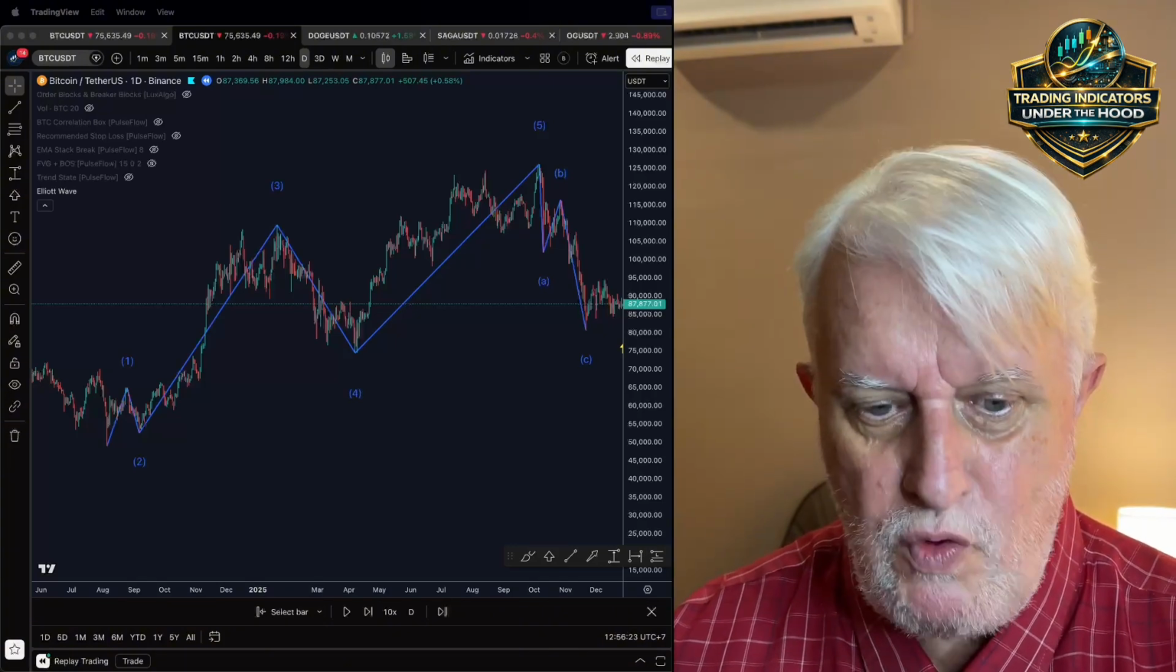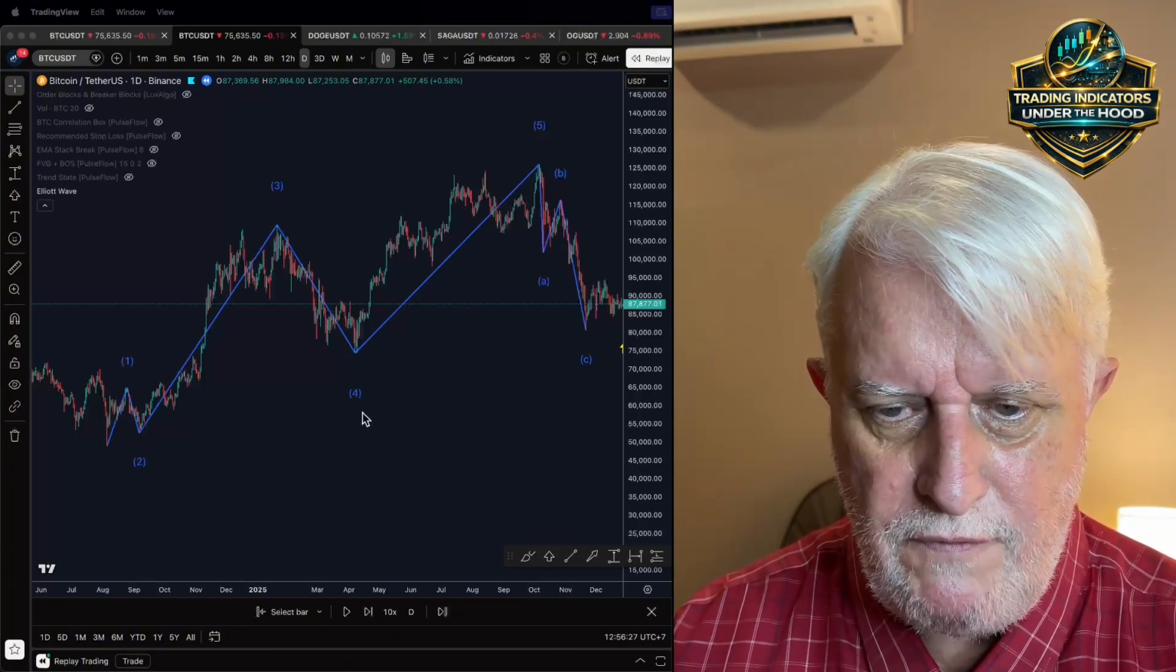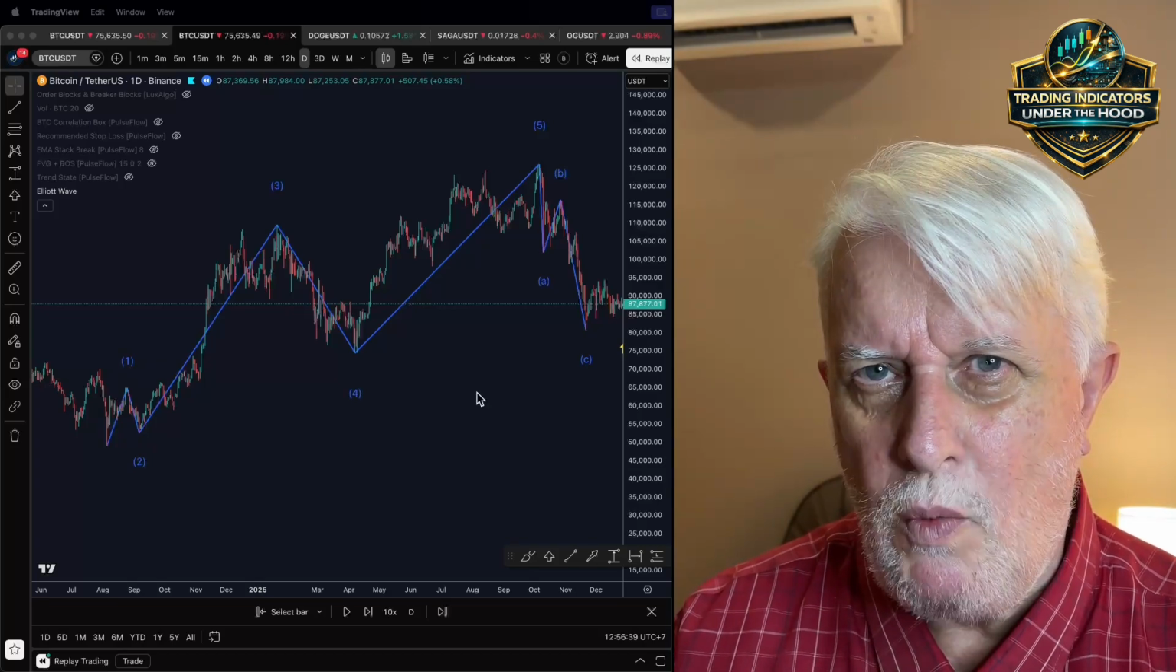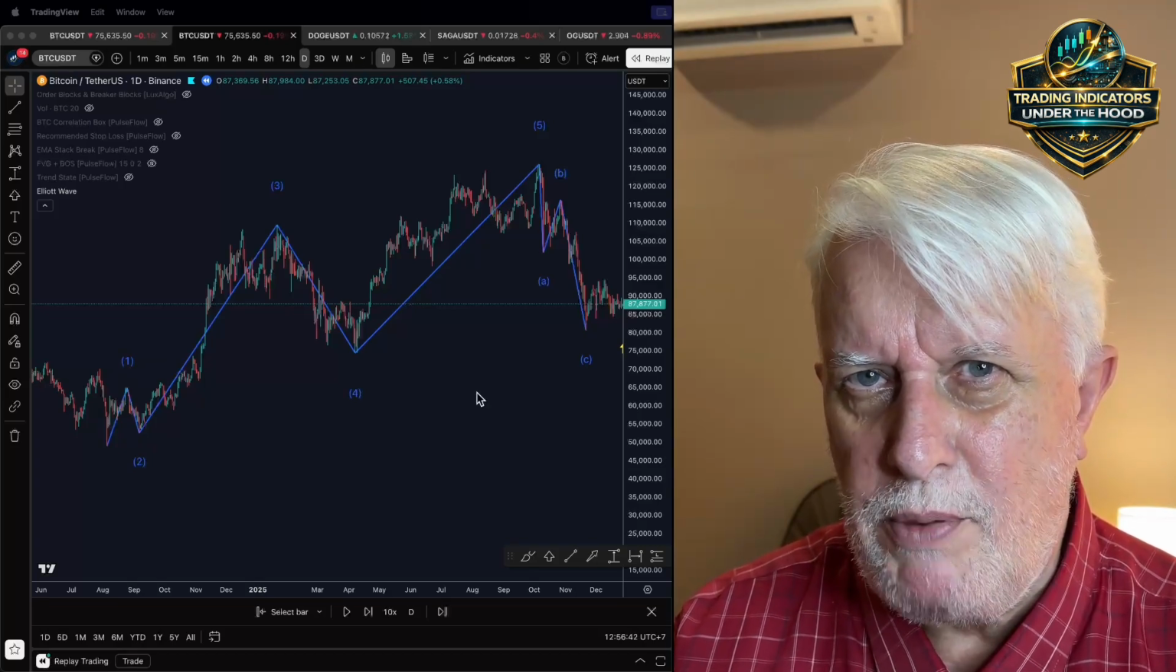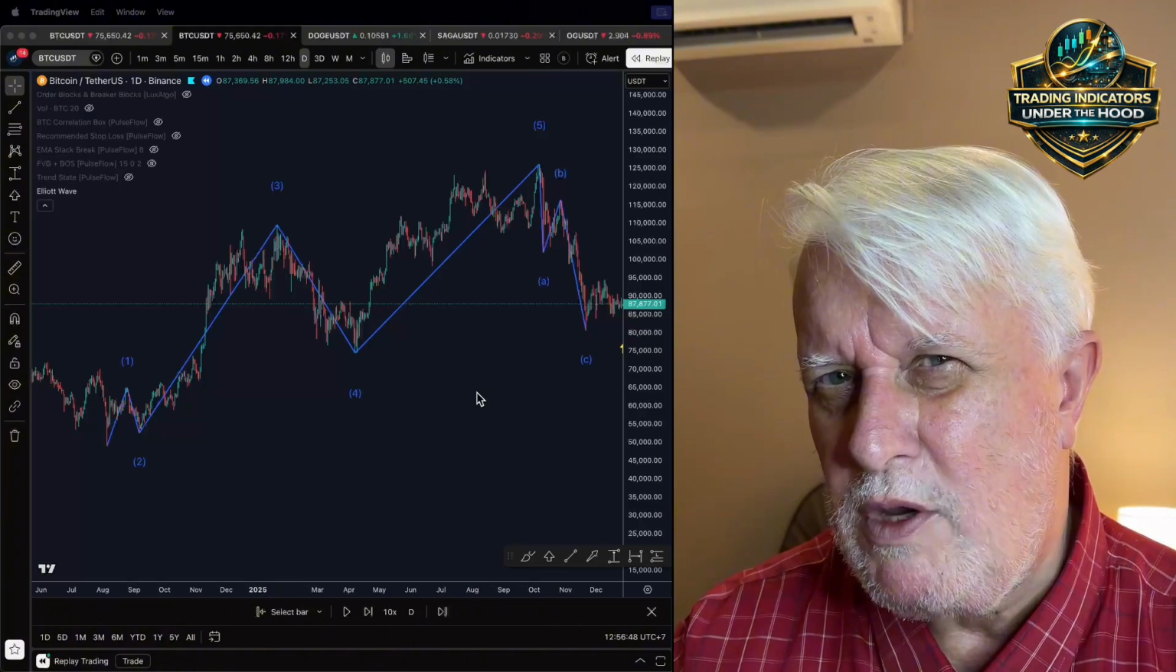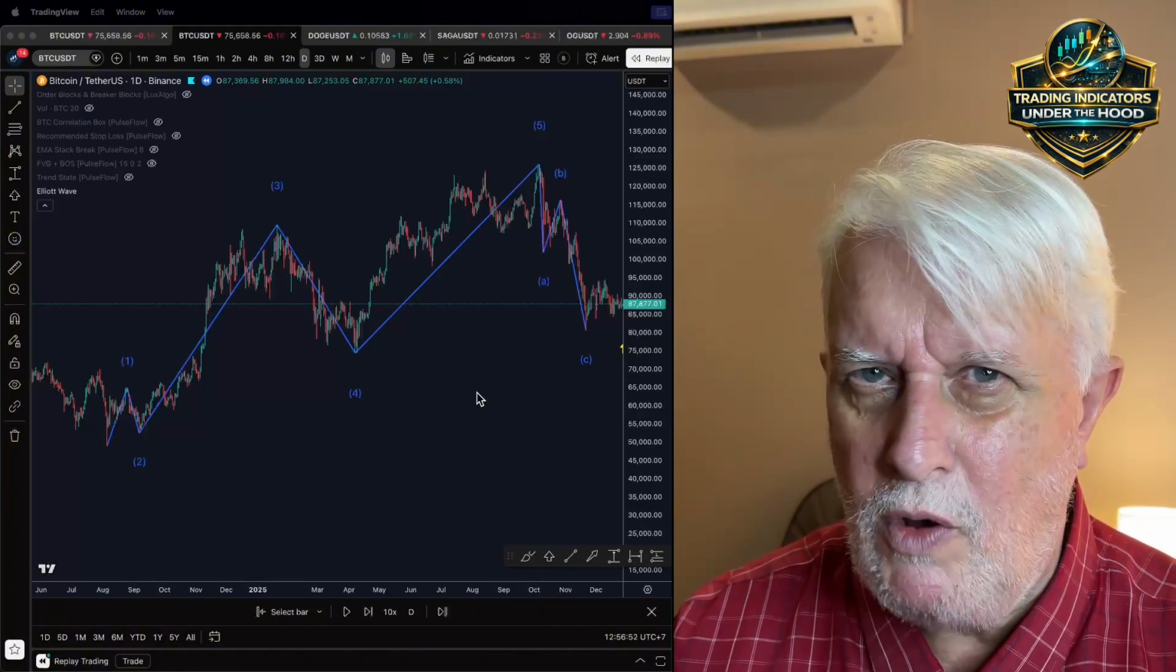5 waves in the direction of the trend. 1, 2, 3, 4, 5. According to Elliott Wave proponents, each one has its own personality, and if you can identify which one you are in, you know exactly what to do next.